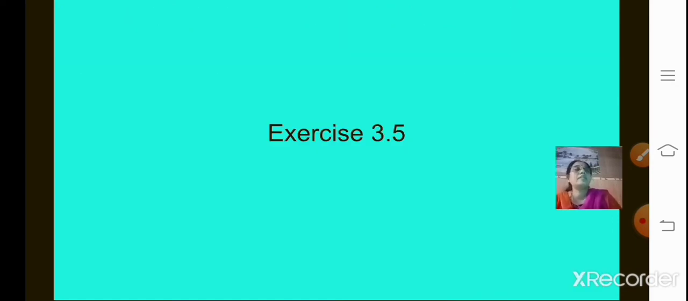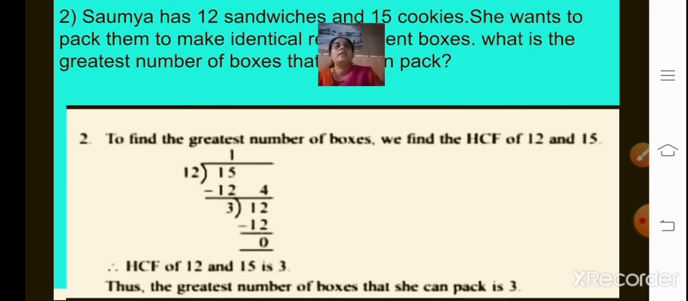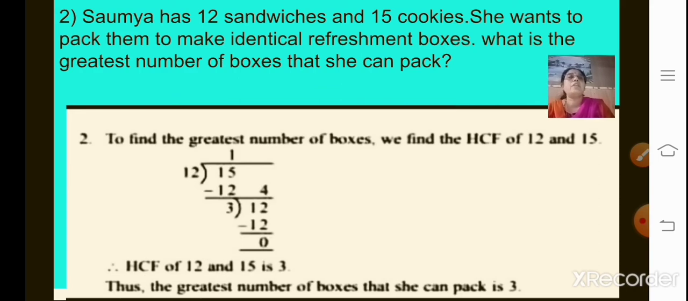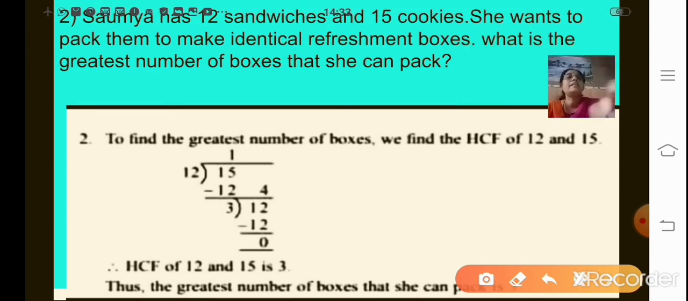Now let us come to exercise 3.5. Your textbook sums, which you have to solve in your maths notebook. Okay, let us come to the second sum. Soumya has 12 sandwiches and 15 cookies. She wants to pack them to make identical refreshment boxes. What is the greatest number of boxes that she can pack?